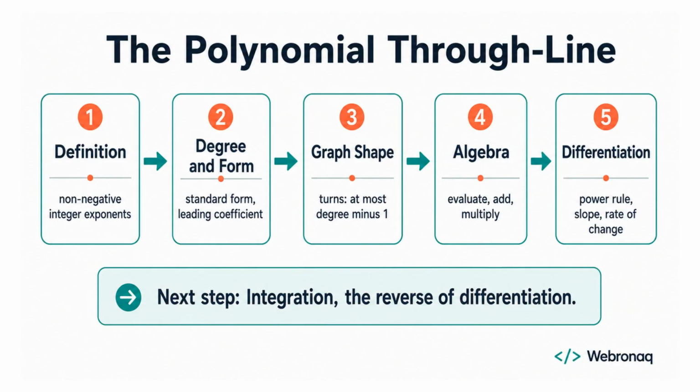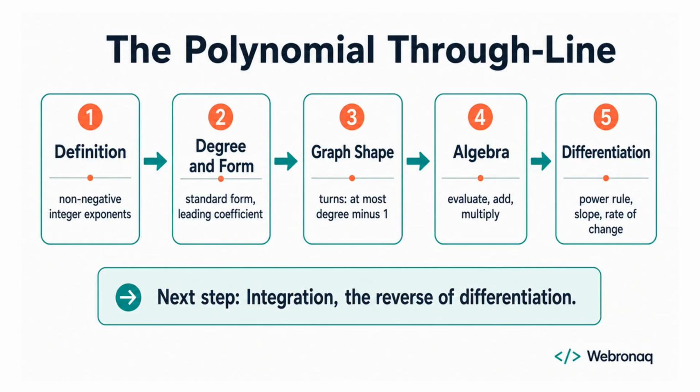Alright, let's pull the whole picture together. We opened with real examples, projectile arcs and cost curves, to show polynomials are not abstract. Then we defined them precisely, as sums of terms with non-negative integer exponents, written in standard form with a clear degree and leading coefficient. We saw how degree controls shape. Degree 2 gives 1 turn, degree 3 gives at most 2, and that maximum of degree minus 1 is not a coincidence. We operated on polynomials by evaluating at a point and combining like terms.